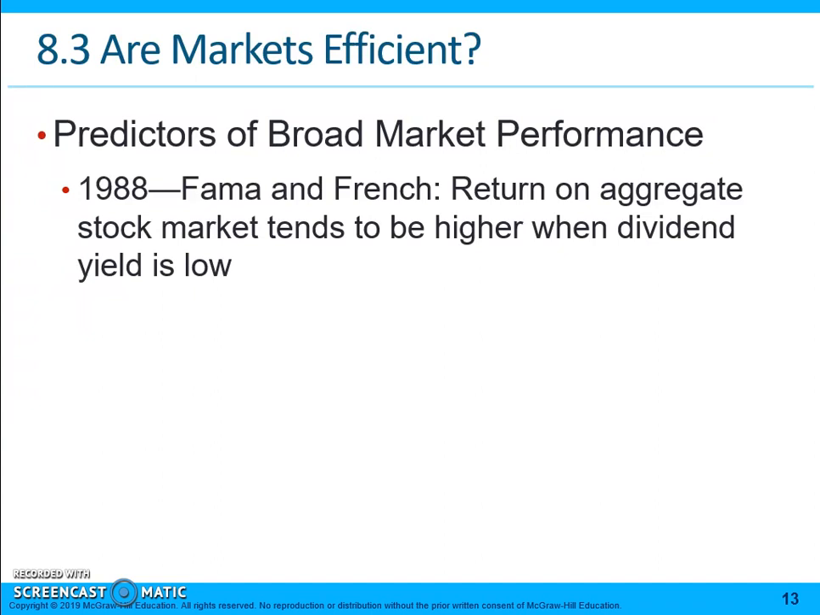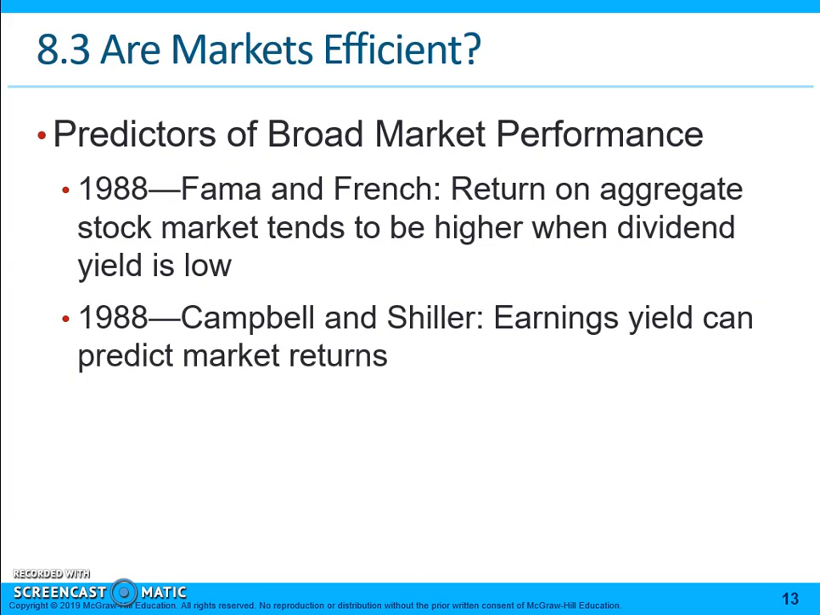If dividend yield is low, that implies that firms are reinvesting their profits. If dividend yield is high, firms are not reinvesting their profits, which implies that they don't have profitable projects available to invest in, which would be the case when the markets are doing well. They are more likely to have profitable projects available.